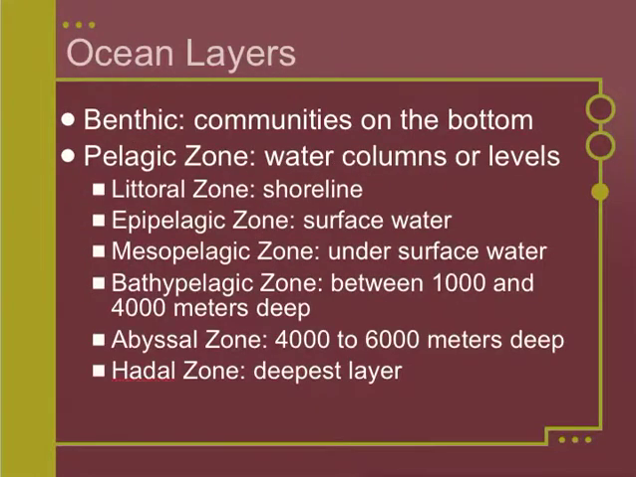There are many ocean layers. We use the term benthic to refer to the communities on the bottom of the ocean. The rest of the water column layers are split up into what we call pelagic zones. The littoral zone is our shoreline. This is followed by the epipelagic zone, mesopelagic, and bathypelagic zone. The last two layers of the ocean are the abyssal zone and the hadal zone.